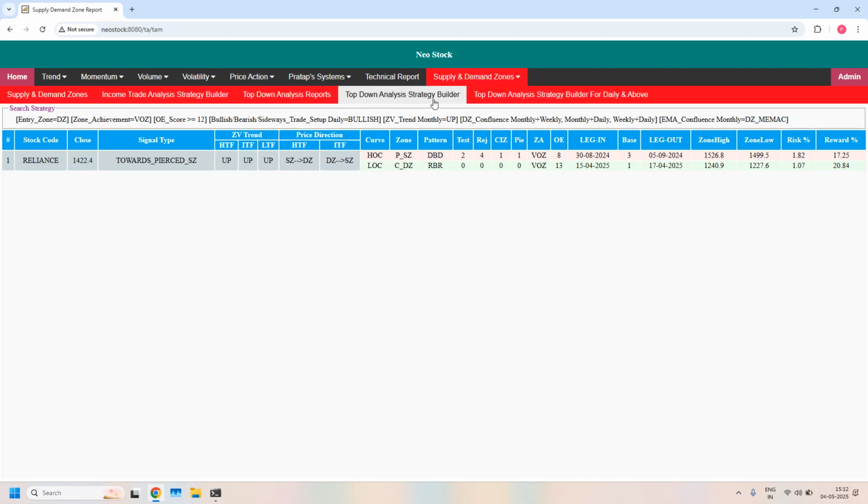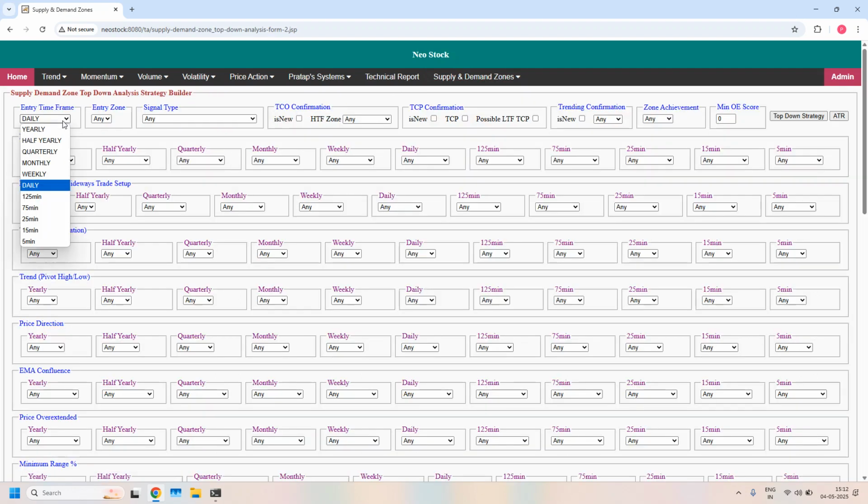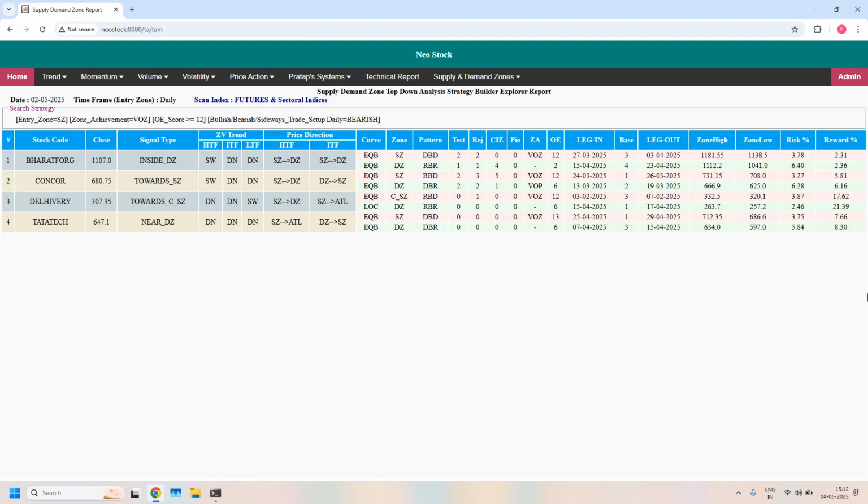Next, bearish trade setup for monthly income trade, entry time frame daily, entry zone supply zone. Bullish or bearish trade setup: at daily, I am selecting bearish. And zone achievement VOZ, minimum odd enhancer score 12. With these filters, we got 4 stocks. These 4 stocks are supporting bearish trade setup for monthly income trade.